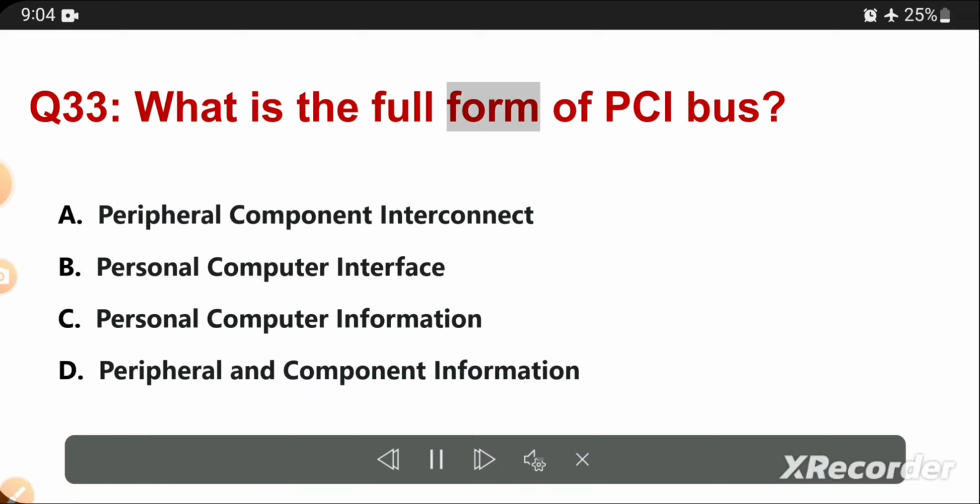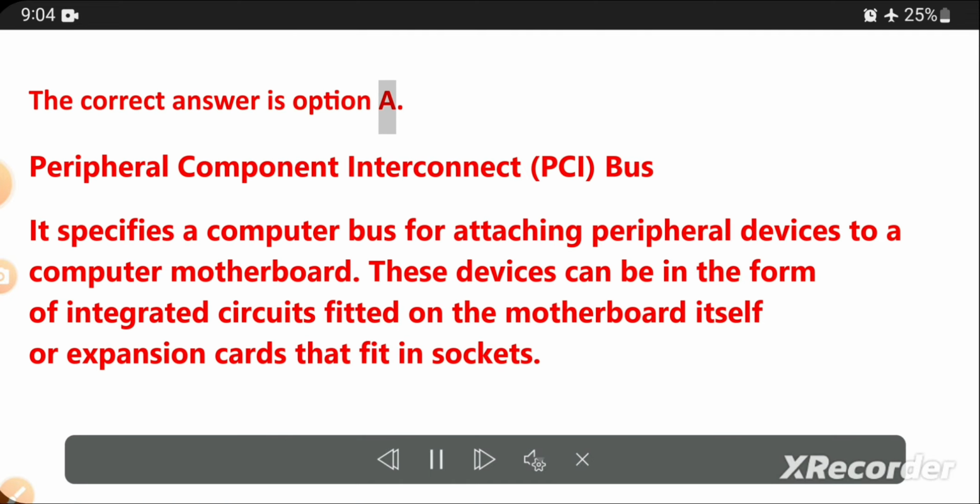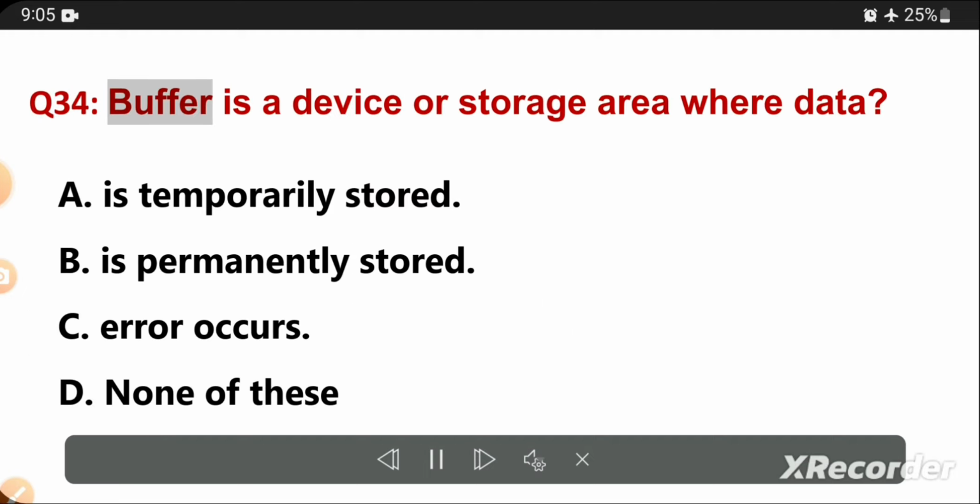Q33. What is the full form of PCI bus? Peripheral Component Interconnect. Personal Computer Interface. Personal Computer Information. Peripheral and Component Information. The correct answer is option A. Peripheral Component Interconnect, PCI bus. It specifies a computer bus for attaching peripheral devices to a computer motherboard. These devices can be in the form of integrated circuits fitted on the motherboard itself or expansion cards that fit in sockets.